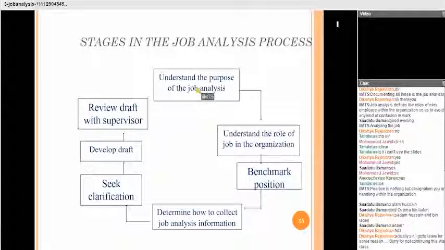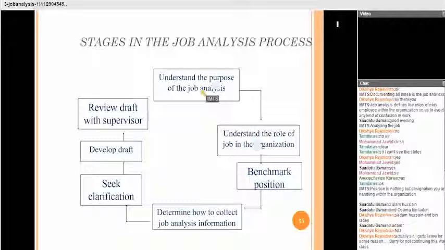Okay, so what are the stages in the job analysis process? Understanding the purpose of the job analysis, understanding the role of the job in the organization, benchmark position, determine how to collect job analysis information, seek clarification, develop draft, review draft with supervisor. So these are the stages involved in the job analysis process.